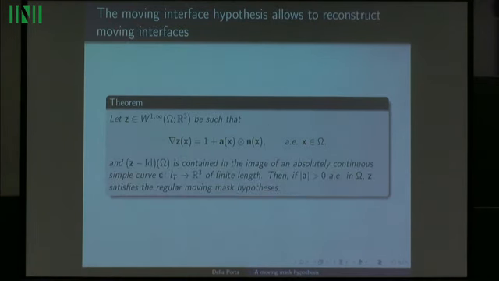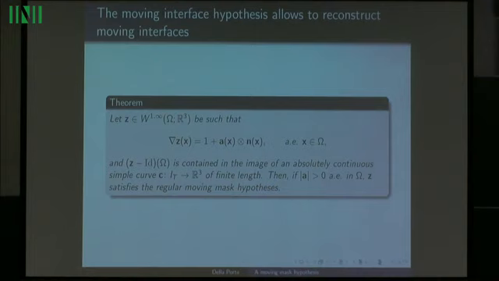Before, let me mention that some sort of converse of the theorem can be proved. Suppose that we have a map whose deformation gradient is of the form identity plus A tensor n, and suppose further that the image of Z minus the identity map is contained in the image of an absolutely continuous simple curve of finite length, and I will go through this hypothesis in a second. Then we can say that this deformation gradient satisfies a regular moving mask hypothesis. What does this mean? This means that once we have a deformation gradient of this type, we can reconstruct where the phase interfaces were during the phase transition.